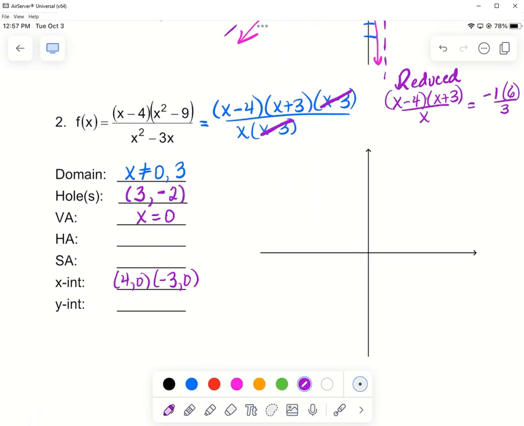Looking at the reduced version, what makes the top 0? The y-intercept, really, I could have filled that in when I said there's a VA at 0. There's not going to be a y-intercept because you're not going to have a point there.